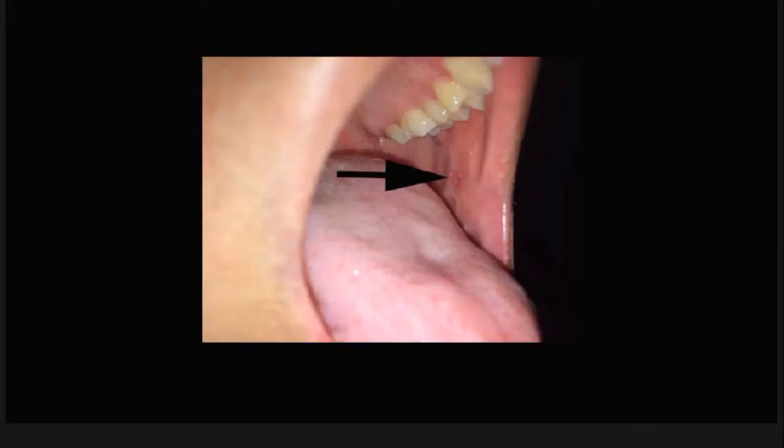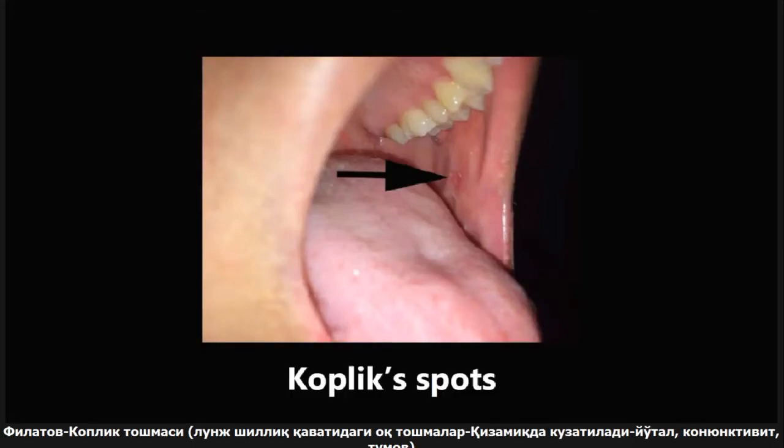So this is our first image, and this is going to be Koplik spots. You see it right here. These are small, irregular red spots on the buccal and lingual mucosa, and they have a blue-white center. It's really hard to see. The entire lesion itself is pretty hard to see, but there is supposedly a blue-white center, and this is seen in measles. A couple things about measles.